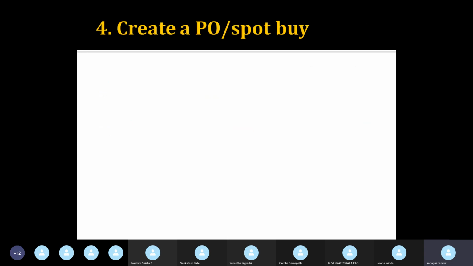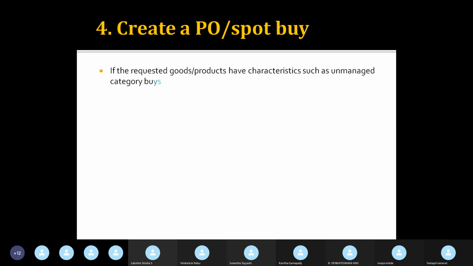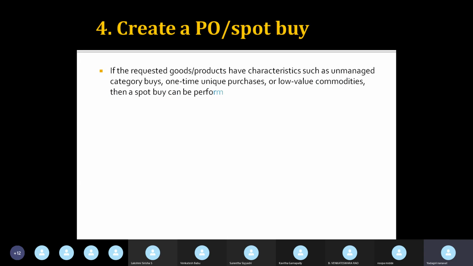And fourth one is create a PO and spot buy. If the requested goods and products have characteristics such as unmanaged category, one-time unique purchase, or low-volume commodities, then a spot buy can be performed. If the company needs small things like a one-time unique purchase or low-budget commodities, there is no need to prepare purchase orders. Otherwise, purchase orders are created from approved purchase requisitions.